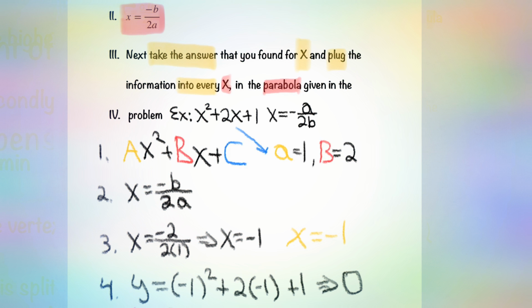Okay, so in this example, we have x squared plus 2x plus 1. We want to identify who a and b is. Well, a, in this instance, is just going to be a 1, right? Because when there's nothing in front of a variable, there's still a 1 there. And we know that b is 2.